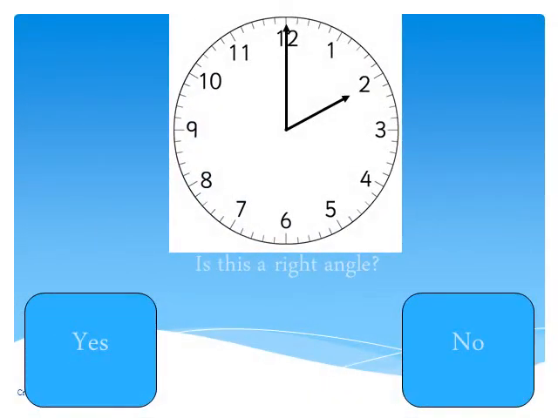This clock is showing 2 o'clock. Are these two hands a right angle? Think about it. Are these two hands making a right angle?